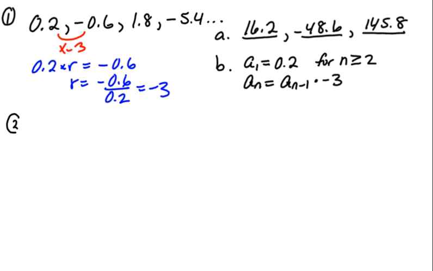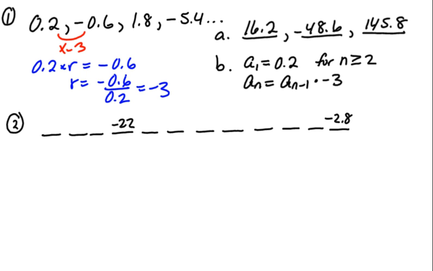Okay, now let's take a look at number 2. Number 2 says if the fourth term in a sequence is -22 and the 12th term is -2.8. So I'm going to actually draw that. 1, 2, 3, 4 is -22. 5, 6, 7, 8, 9, 10, 11, 12 is -2.8. Find the 85th term. Okay, so there's obviously got to be quite a bit of work in between. You can't just jump to the 85th term right now. We have to figure some things out.